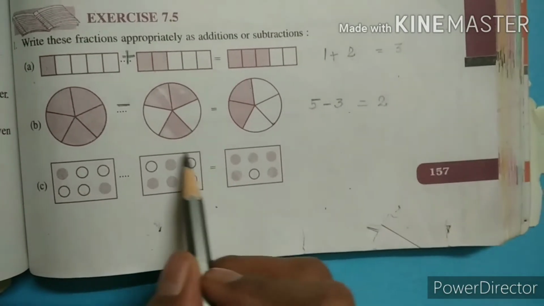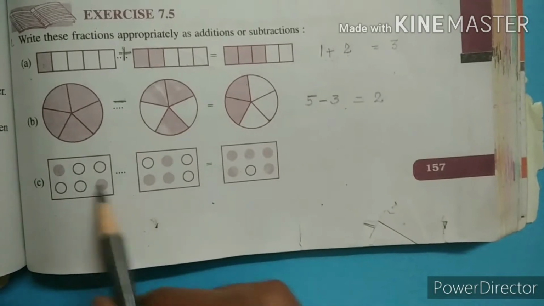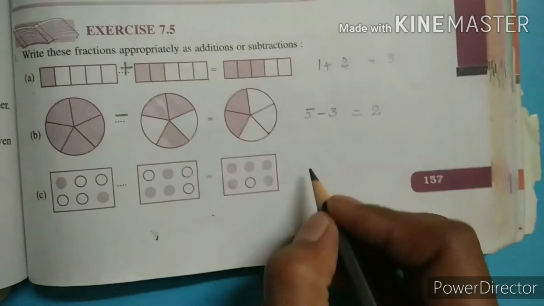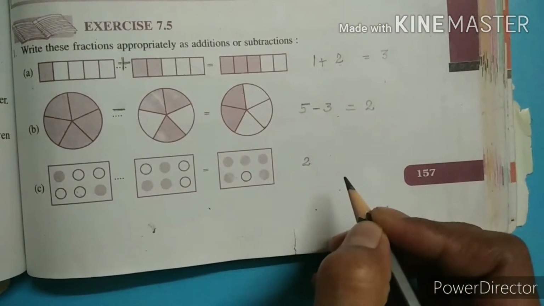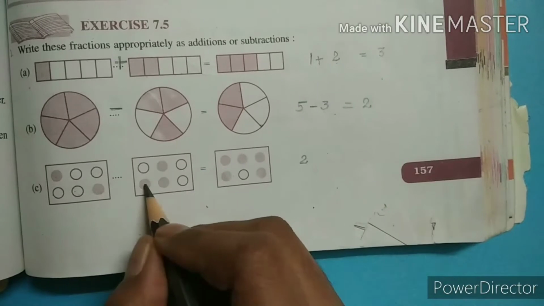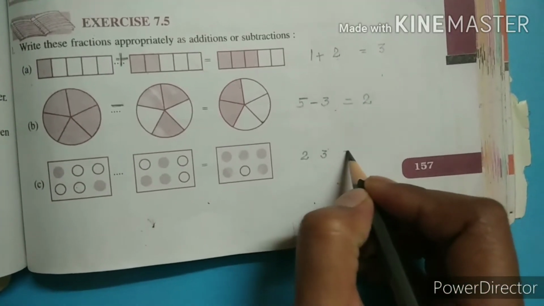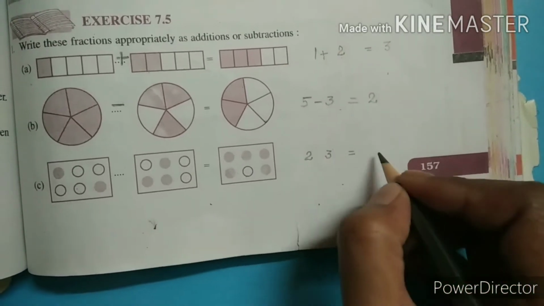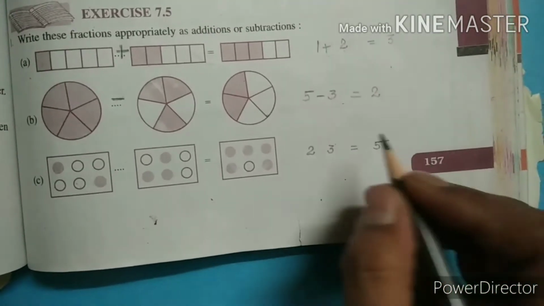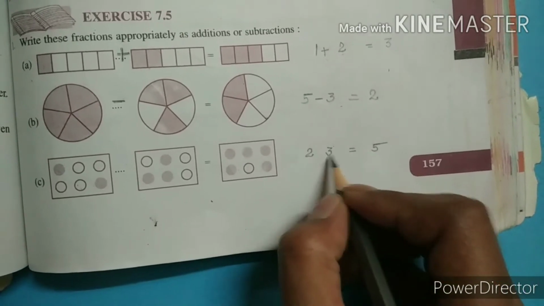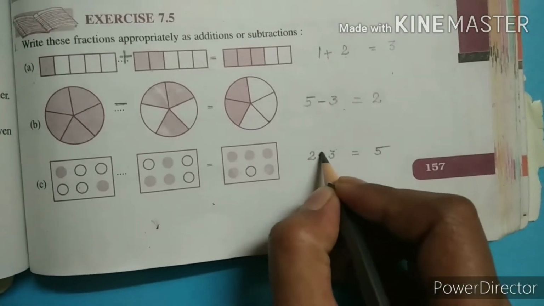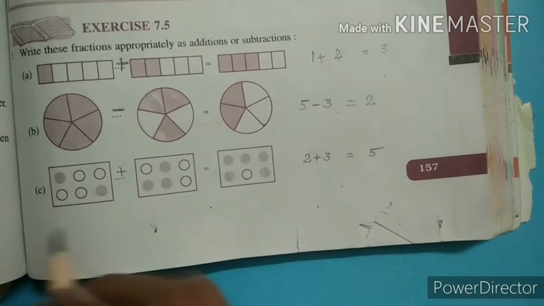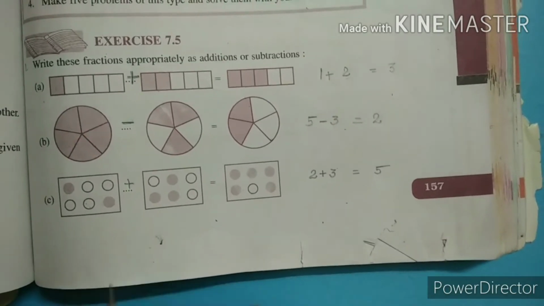C is 1 2 3 4 5 6, 6 circles. It is a group of things. Okay, 6 is here, 6 is here, 6 is here. In the first one, out of 6, 2 are shaded. In the second, how many are shaded? 3. And in the last one, that is the answer, how many are shaded? 5 are shaded. So from 2 and 3, which operation will give us 5? The addition operation will give us 5. So here it is addition. This question you only have to solve in the book.